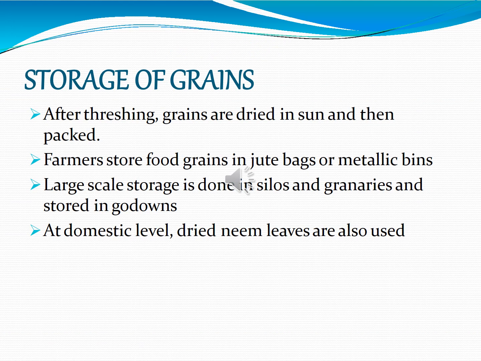Storage of grains. After threshing, grains are dried in the sun and then packed to avoid moisture content. Farmers store food grains in jute bags or metallic bins. Large-scale storage is done in silos and granaries and stored in godowns. At the domestic level, dried neem leaves are used to store grains to kill small insects or fungus.